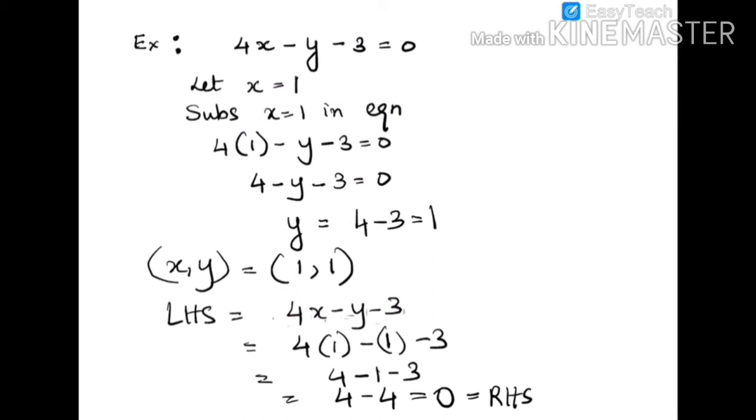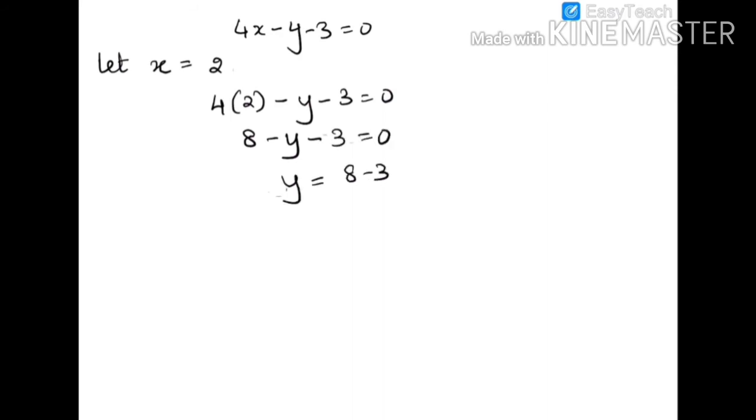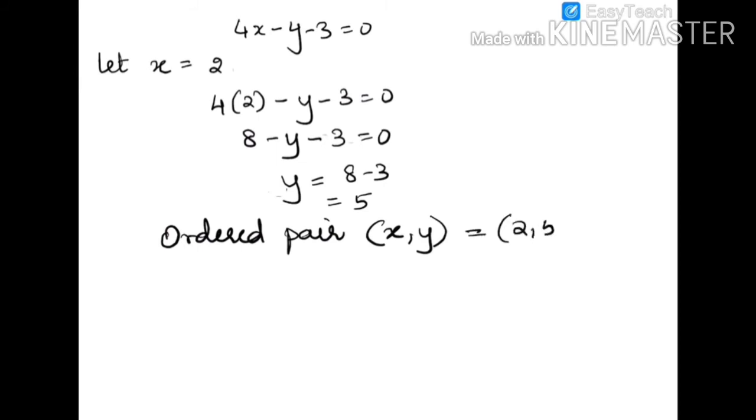Similarly, we can pick another value for x. Let's say x is 2. Now we are going to substitute x as 2 in the above equation. So we get 4 times 2 minus y minus 3 equal to 0. That is 8 minus y minus 3 equal to 0, or y is equal to 8 minus 3, which is equal to 5. So we have this ordered pair x comma y, which is 2 comma 5.